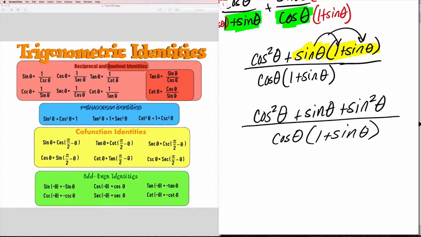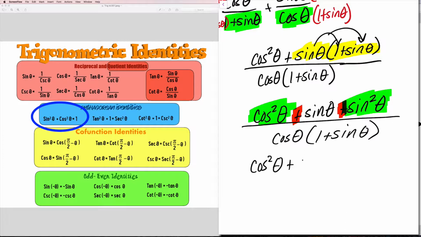As I look at this, I'm looking at the numerator. I'm wondering, what can I do in the numerator? Is there anything there that resembles anything in my trig identities? And yes, I look at sine squared theta and I look at cosine squared theta. Luckily, all of these terms are being added together, so I can switch them around. I can do cosine squared theta plus sine squared theta and then plus sine theta. Now, cosine squared theta plus sine squared theta is a Pythagorean identity. This equals 1. So I can clean this up.